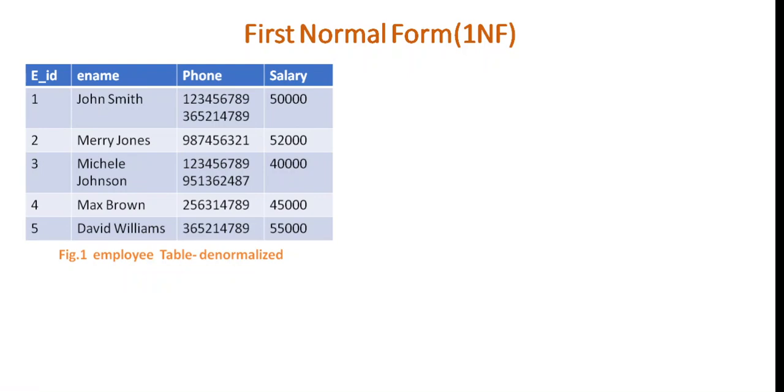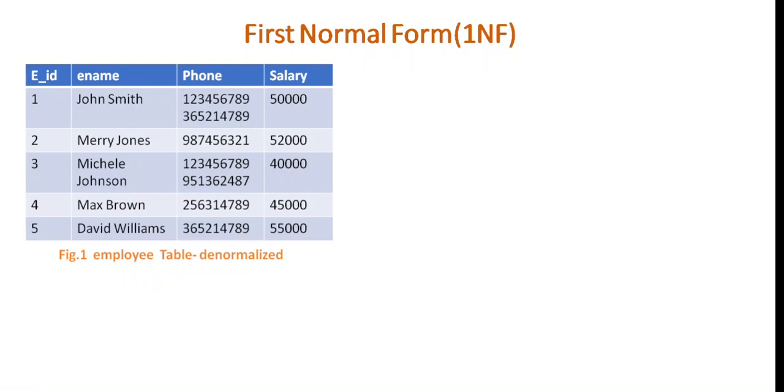Here we have stored a composite attribute, that is employee name, which consists of first name and last name. Again, first normal form does not support multi-valued attributes. Here we have stored a multi-valued attribute, that is phone number. Means if we look at employee name and phone, these two attributes don't have atomic values.